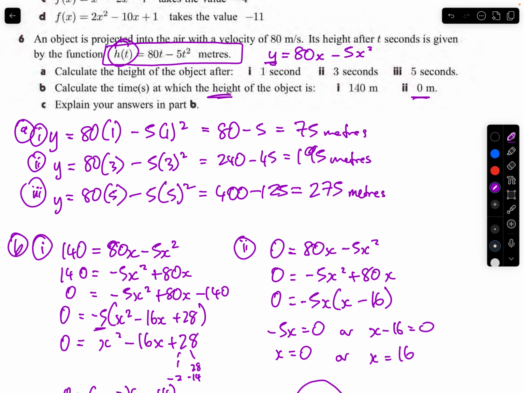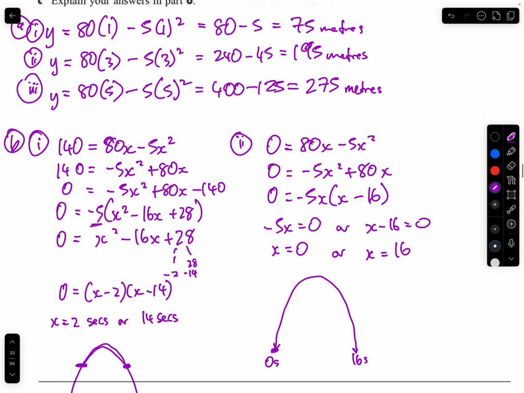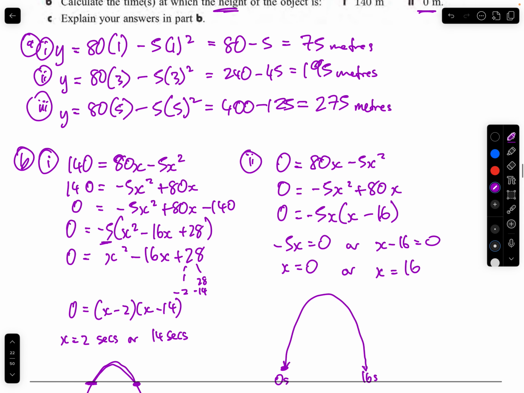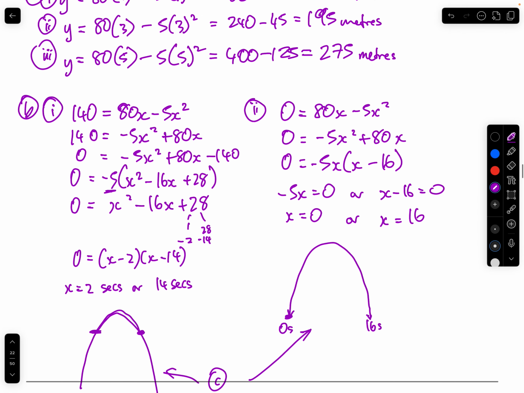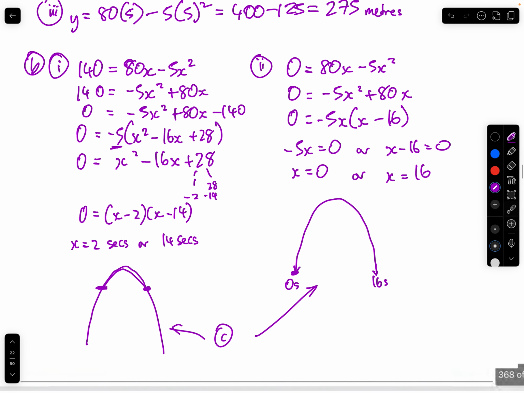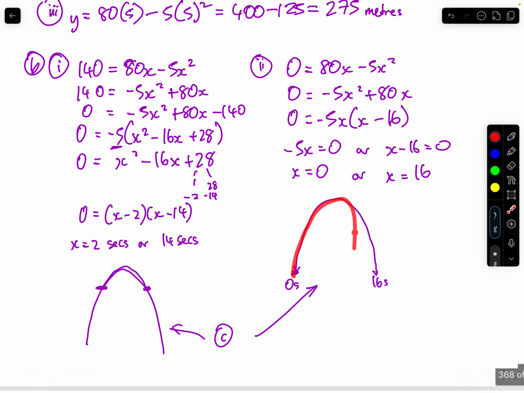C, explain your answers in part B. Well, that question is asking you why there are 2 answers. The reasons have just been explained. I didn't realize that I was answering question C by explaining that the flight of a projectile goes up and down. You could say that because projectiles go up and down.